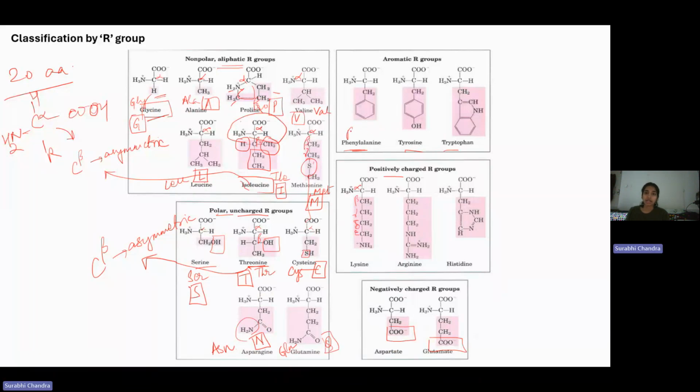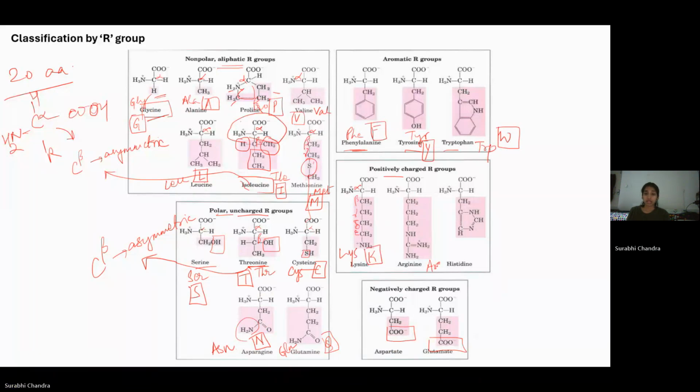What else? Phenylalanine is PHE, one letter code is F. Tyrosine is TYR, one letter code is Y. Tryptophan is TRP and W is its one letter code. Lysine is LYS, one letter code is K.